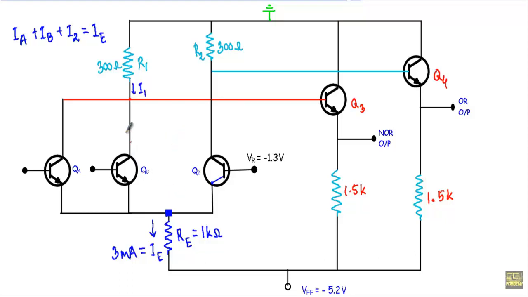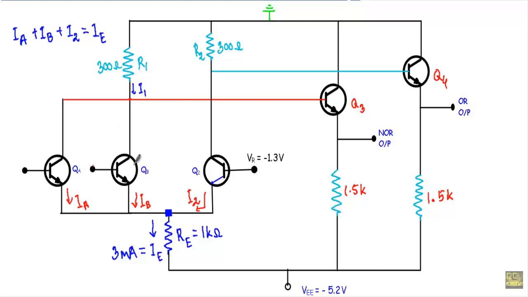Now, let's say the current flowing through transistor QB is IB, the collector current of the transistor QA is IA, and the collector current of the transistor Q2 is I2. Therefore, if I apply Kirchhoff's current law at this terminal, you will see the summation of incoming currents, IA plus IB plus I2, will be equal to our IE.